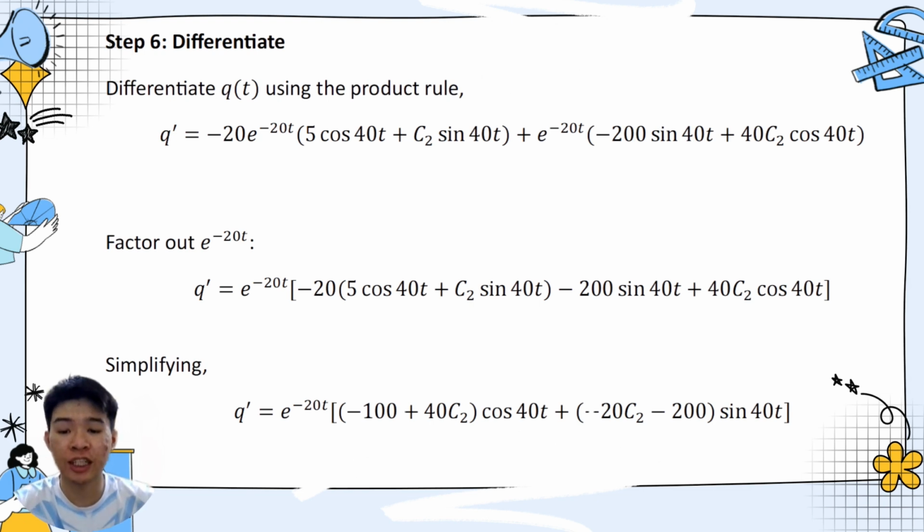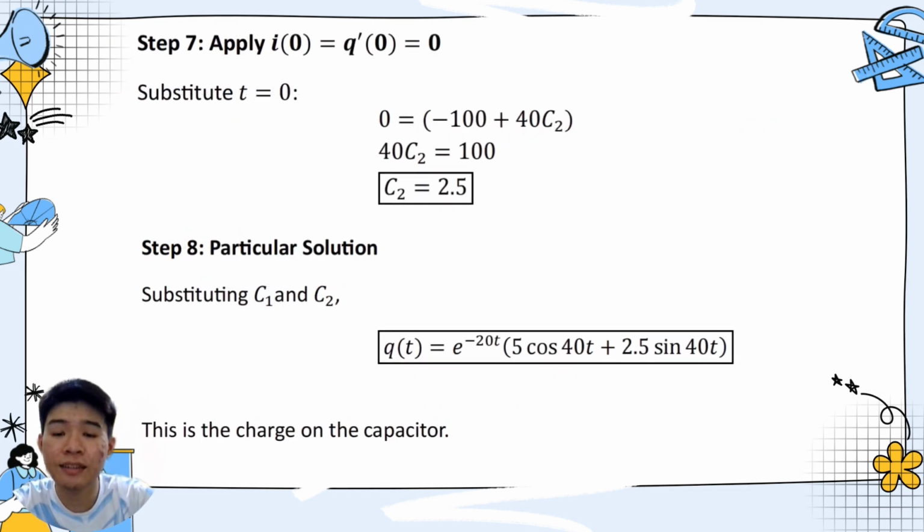After we differentiate the general solution, we must simplify the equation. So we get Q'(t) equal to e^(-20t) times ((negative 100 plus 40c2) cos 40t plus (negative 20c1 minus 200 c2) sin 40t). So step 7 is to apply I(0) equal to Q'(0) equal to 0. Now we substitute t equal to 0, so we get that c2 equals 2.5.